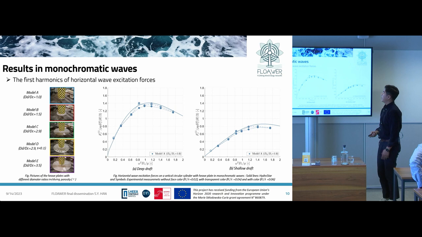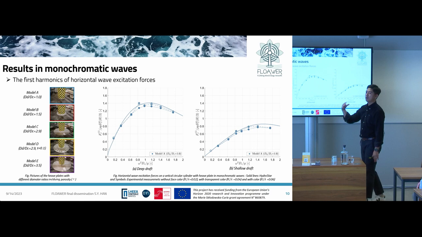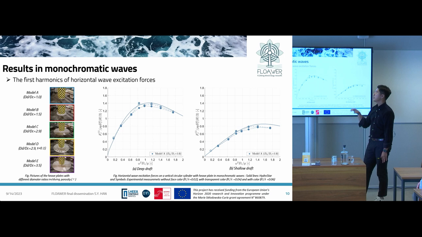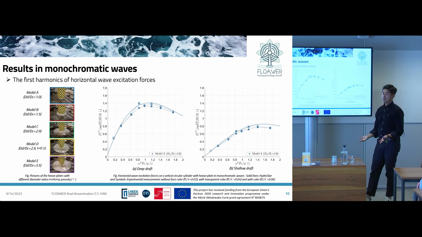And I will show you briefly the first harmonic horizontal forces. All the results are now summarized in these figures. On the left are the results at the deep draft. On the right, the results at the shallow draft. All the colors refer to the different configurations here. The solid lines are the results from HydroStar, which is the potential theory, and all the symbols with the lines are the experiment measurements. As you can recognize, the symbols have different colors. The empty means 2% of the wave steepness, and transparent and solid colors mean 4 and 6% of the wave steepness. Basically, for just the single cylinder, the theory gives a good agreement with the experiment measurements, and there are less effects of the wave steepness on the horizontal forces, even at the deep and shallow draft.